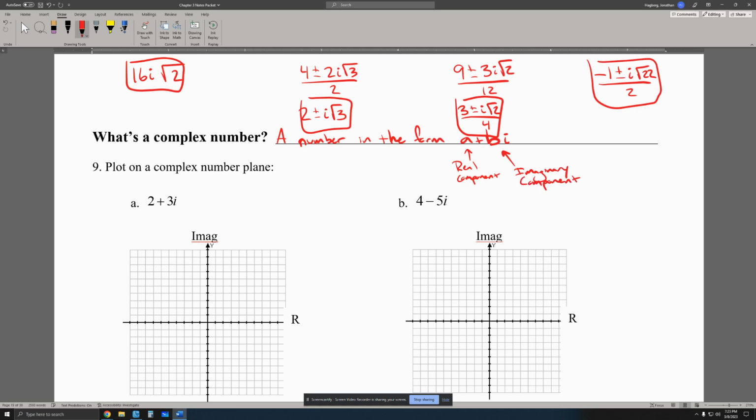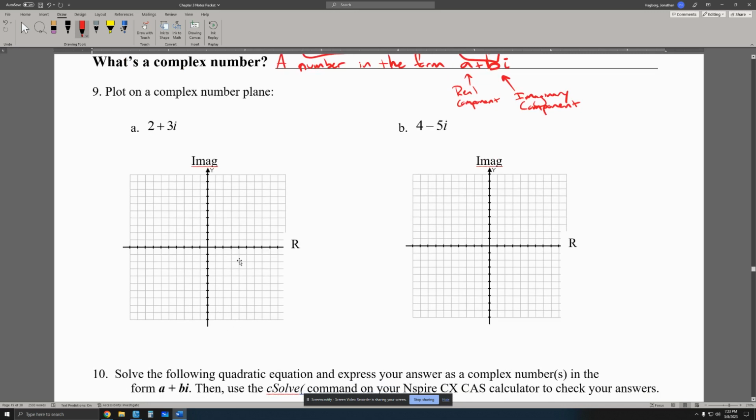Okay? We can represent these on the complex number plane, which is different from the plane that we're used to. We're used to the real number plane, which is where each of the axes are axes of the real numbers. Here on the complex plane, we have that the horizontal axis is the real axis, and then the vertical axis is the imaginary axis. So we can plot these points, the complex numbers, on the complex plane, looking at the real component and the imaginary component.